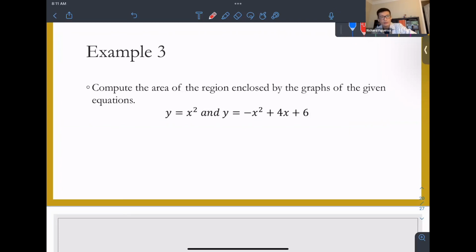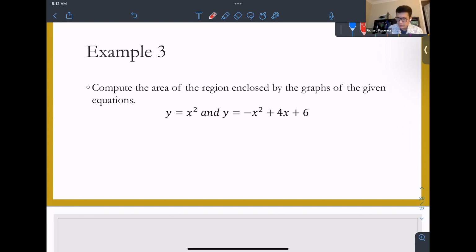In answering this one, we need to find the vertex. So the vertex for the first one is 0, 0. So this is going upward. And then for the second one, it appears that this is going downward because of the negative. But then let's try to see what will be the vertex. The vertex of that is not 0, 0.